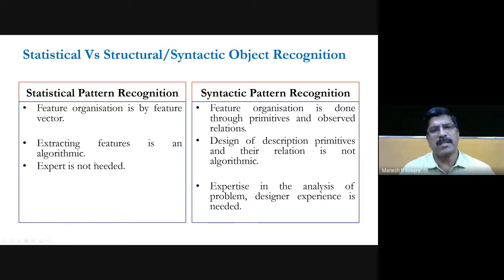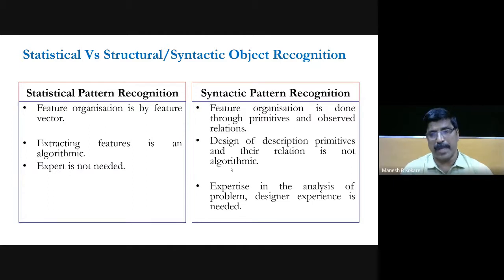So this is basically the algorithmic process, and here you don't need expertise. But in the case of syntactic or structural object recognition, the design of description primitives and their relations is not algorithmic, whereas this is algorithmic. And the last thing is that expertise in the analysis of the problem, or designer experience, is needed, whereas this is not needed in the case of statistical pattern recognition. I hope you have understood the clear difference between statistical object recognition and syntactic or structural object recognition. Now we'll study syntactic object recognition in detail.